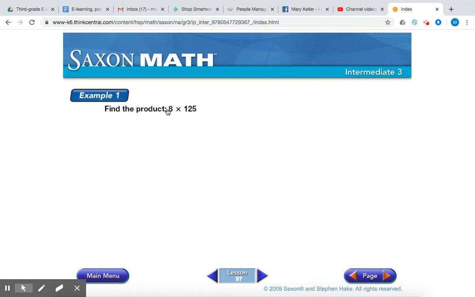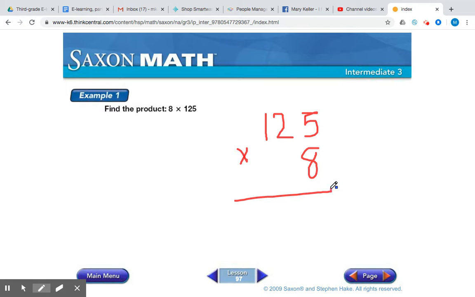All right, find the product of 8 times 125. Just like subtraction, that bigger number has to go on the top. So 125 times 8. Now remember, the biggest thing you have to remember is that you have to multiply that 8 by every single number. All right, 5 times 8 is, if you said 40, you are correct. Put the 0 down there.